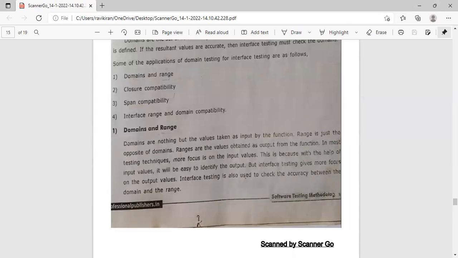First one is domains and range. So what is domains and range? Domains are nothing but the values taken as input by the function. Range is just the opposite of domains.